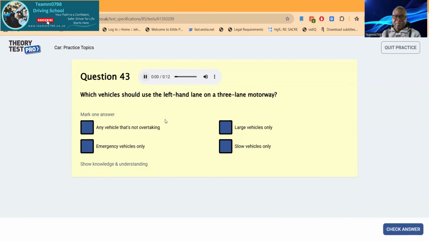Which vehicles should use the left-hand lane on a 3-lane motorway? Any vehicle that's not overtaking. Large vehicles only. Emergency vehicles only. Slow vehicles only. So any vehicle that is not overtaking should use the left-hand lane. One of the questions we answered earlier says, when should you use the left-hand lane? It said the answer was when the road is clear. Okay, so you should always use the left-hand lane when there's no overtaking involved.